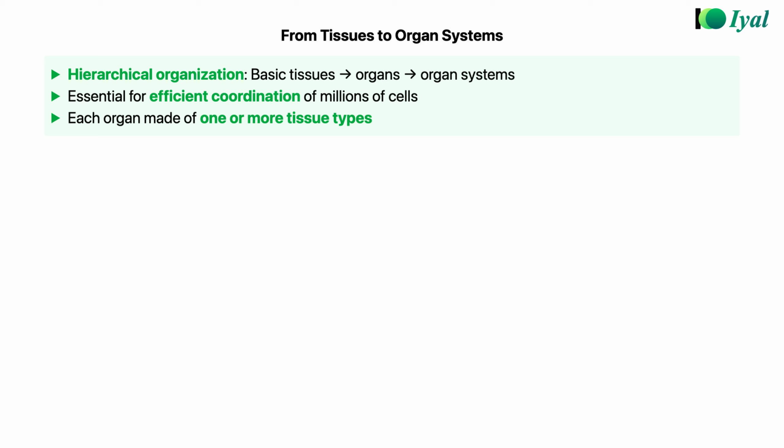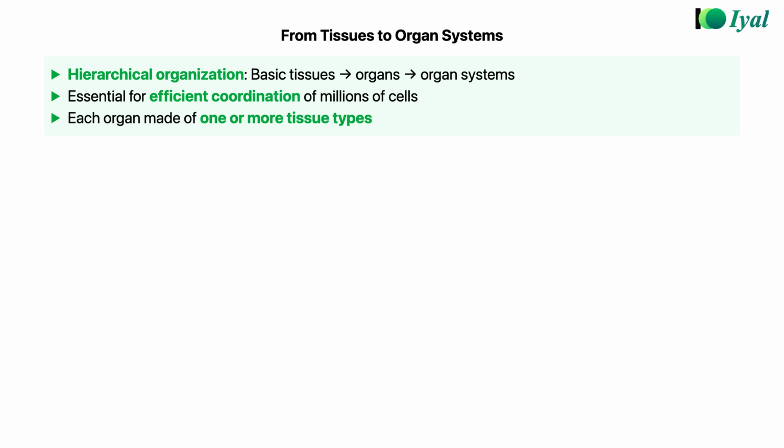We have this beautiful hierarchical system where basic tissues come together to form organs, and these organs then associate to form organ systems. This kind of organization isn't just for show, it's absolutely essential for coordinating the activities of millions of cells efficiently. And here's an important point.